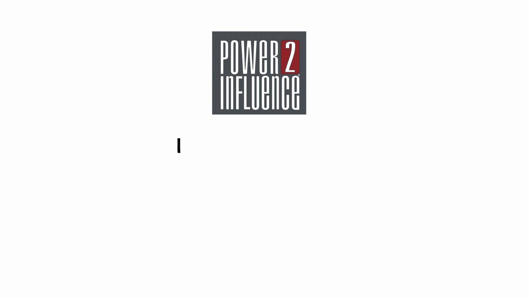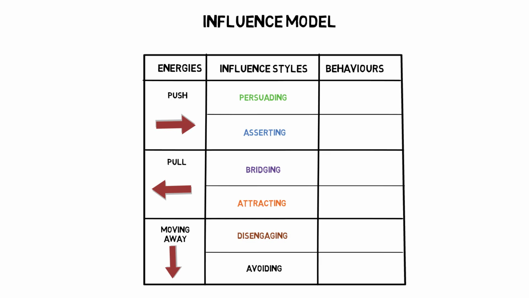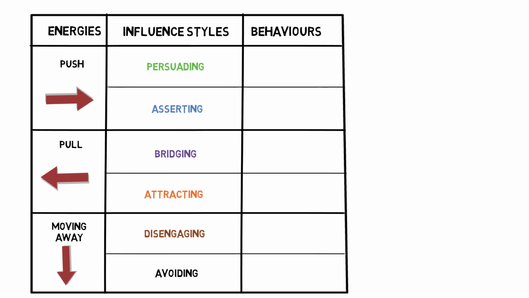In the previous video, we looked at the 3 layers to the influence model: the energies, influence styles, and behaviors. In this video, we will look at the behaviors which form each influence style. As already mentioned, behavior is what you do and what you say. It is what others perceive you to do and what you perceive others doing in influence situations.